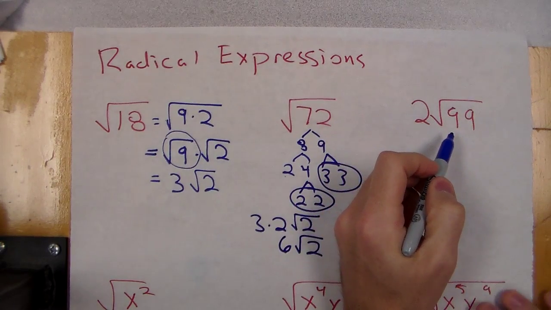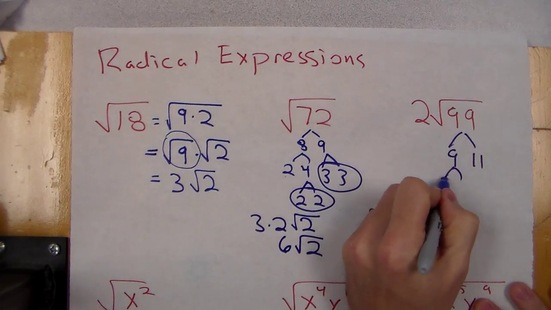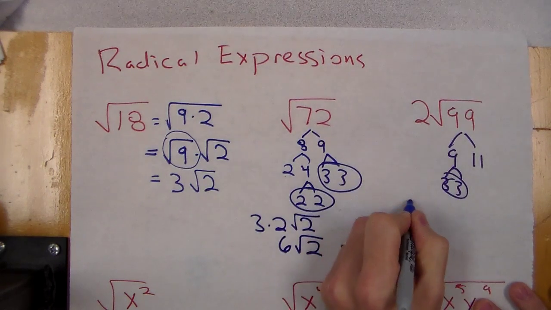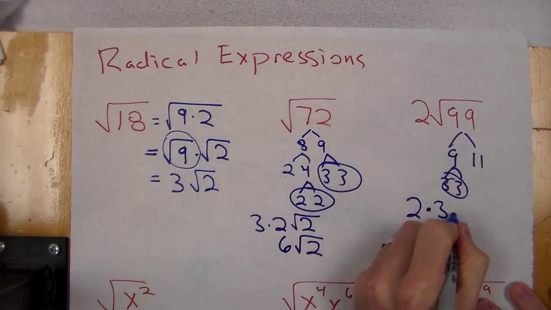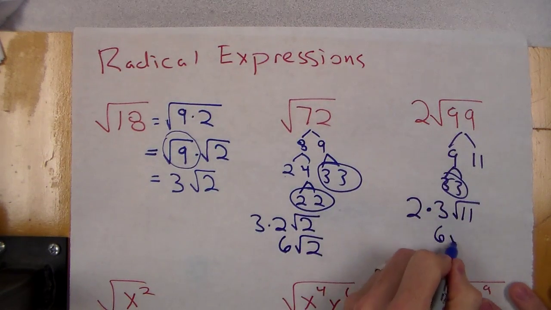Then we get to something like 2 root 99. Well, 99 is 9 times 11, and 9 becomes 3 and 3, so that 3 comes out along with the 2. The 11 is left inside, and we have 6 root 11.